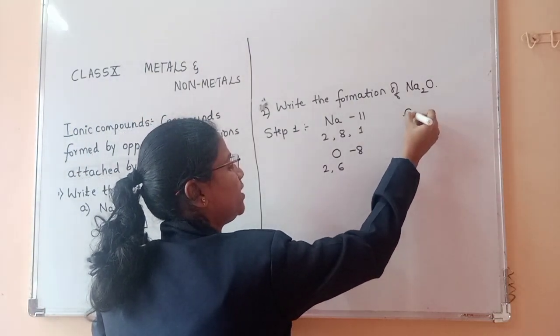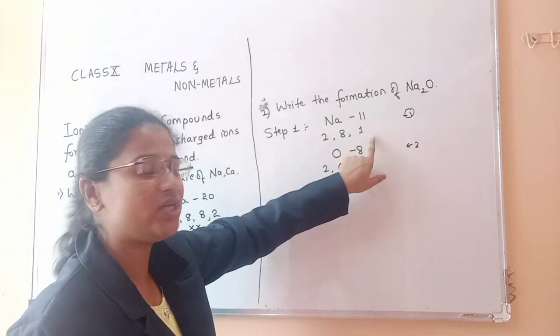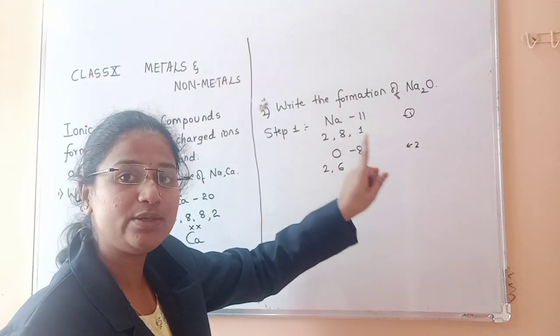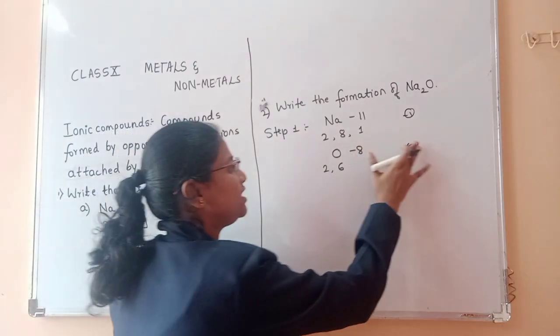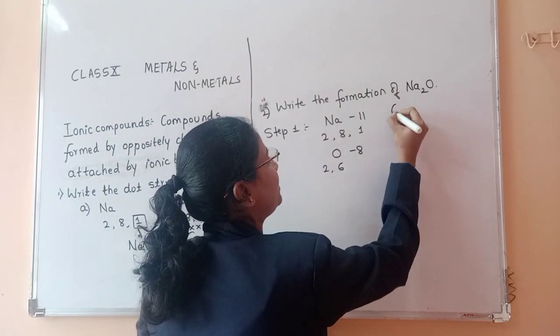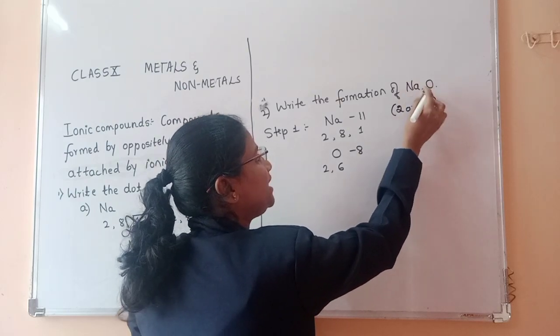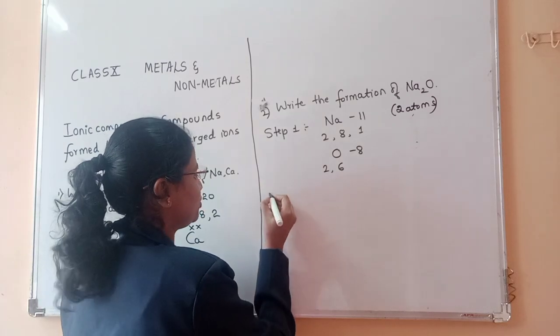Sodium wants to lose 1 electron, but it has only 1 electron to give, while oxygen needs 2 electrons, right? So that is why we are going to consider 2 atoms of sodium here. That is why it is Na2, 2 atoms of sodium.